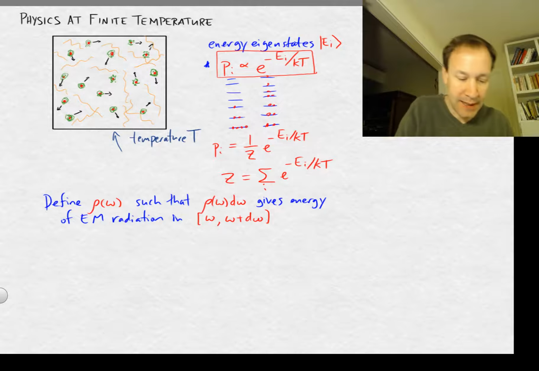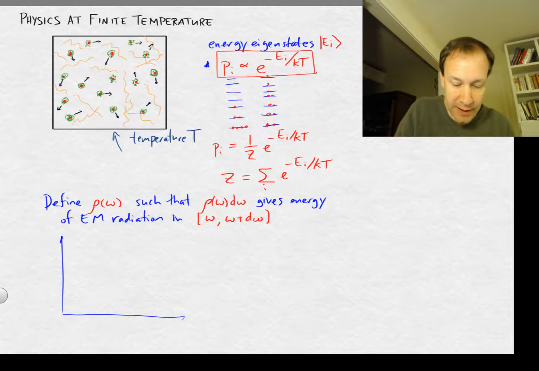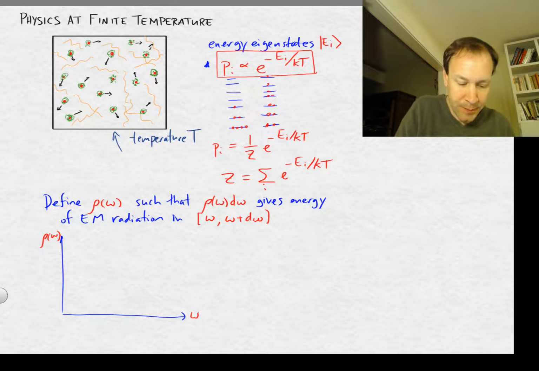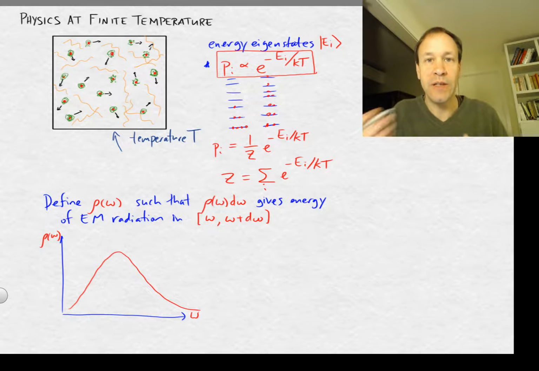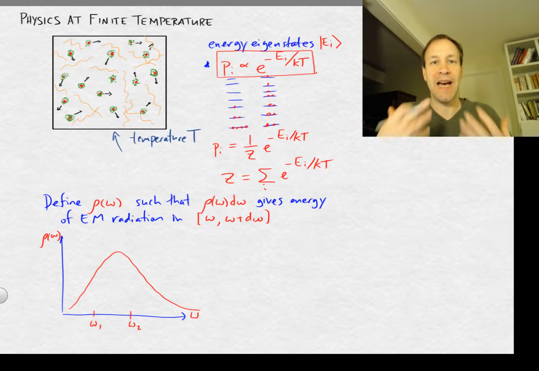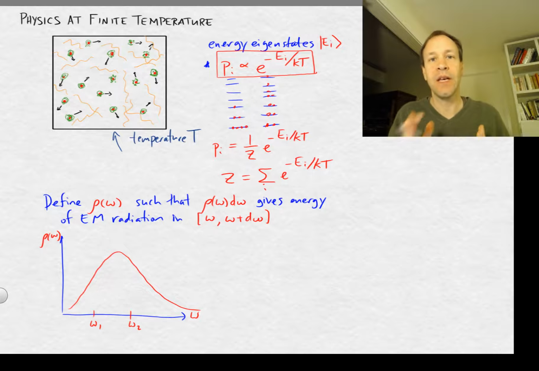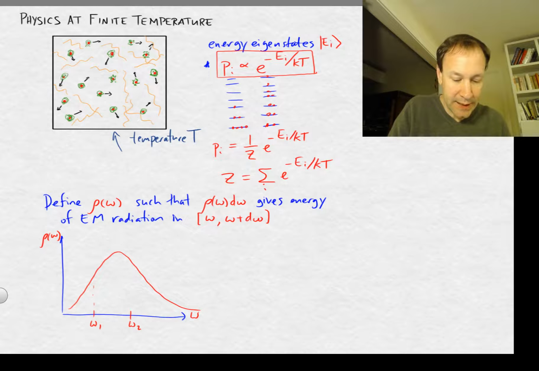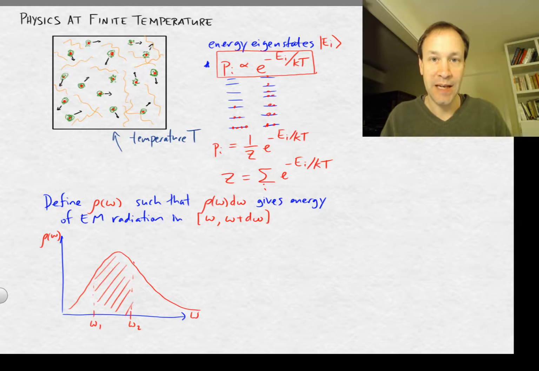Another way to think about that is that we could make a graph of rho of omega. So here's rho of omega, there's omega, and here's our graph. A way to interpret that graph is that if I want to know the energy density of radiation, and I want to add up the energy of all the electromagnetic waves whose frequencies are between omega 1 and omega 2, then what I need to do is just take the area under that graph, and that will be the total energy in that interval.